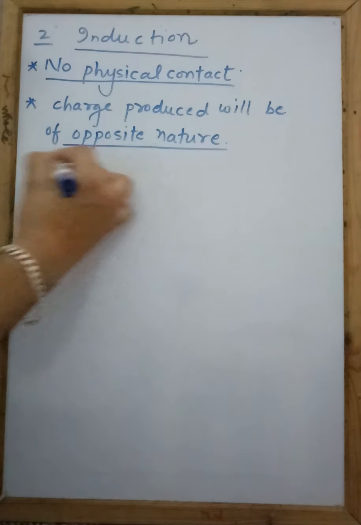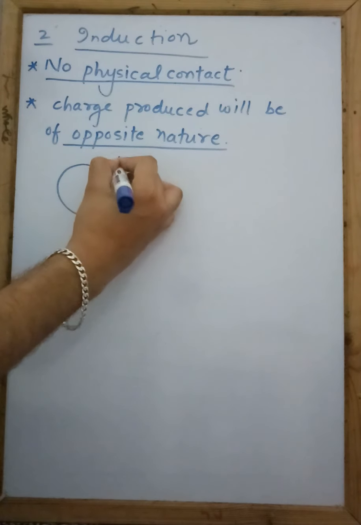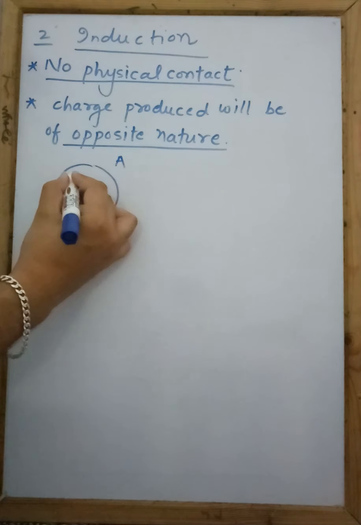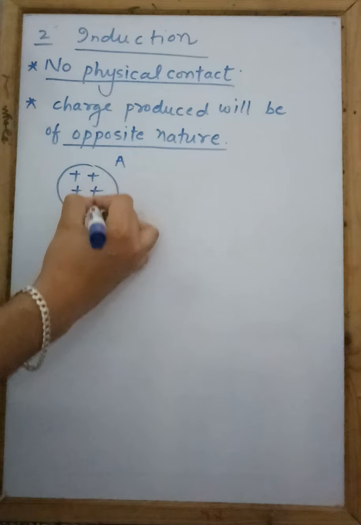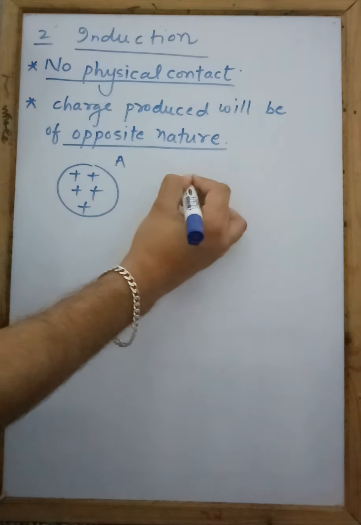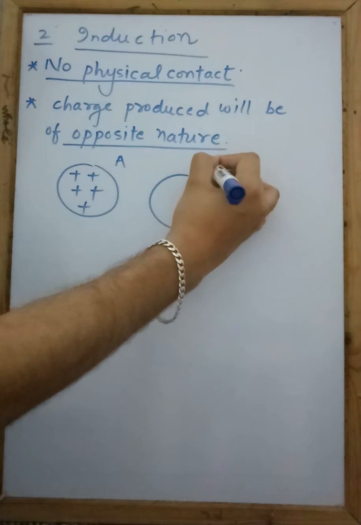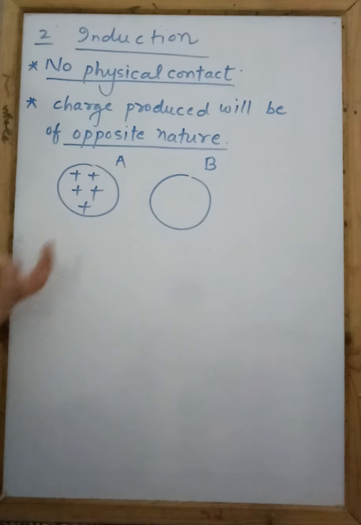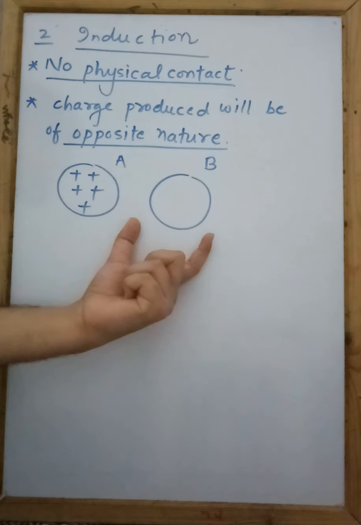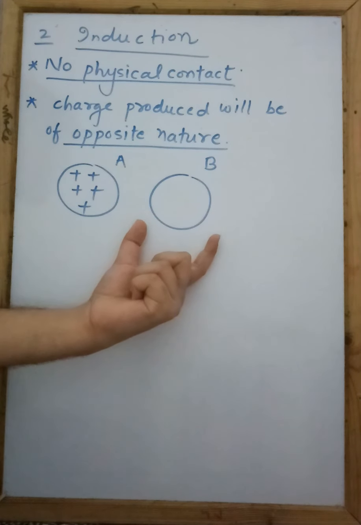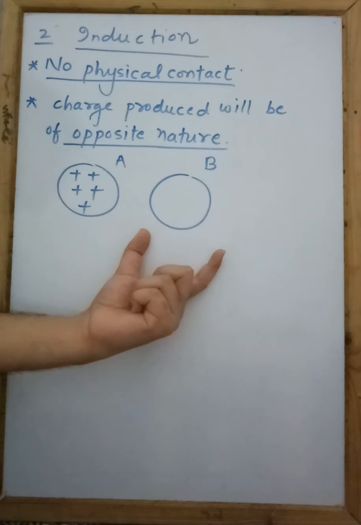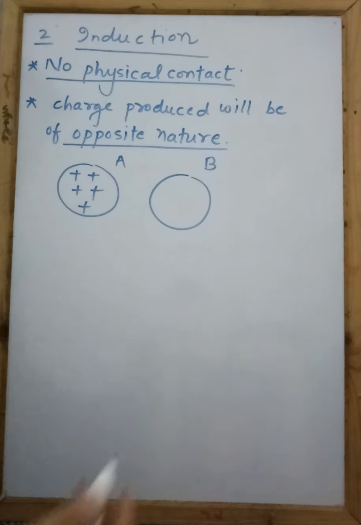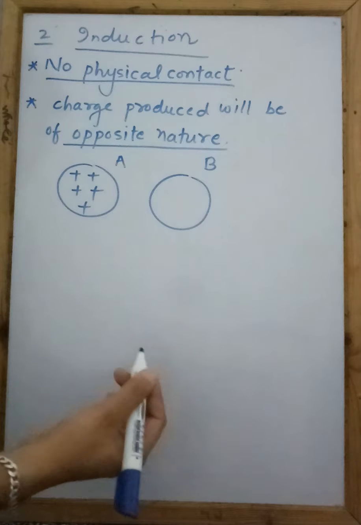Let us suppose there is a sphere A again. Suppose this is sphere A, and this sphere A carries a positive charge. On the other hand, there is sphere B which is neutral. So sphere A is carrying a positive charge, whereas sphere B is neutral. Now neutral does not mean that it does not contain any charge. Neutral means that sphere B has equal negative and positive charge.